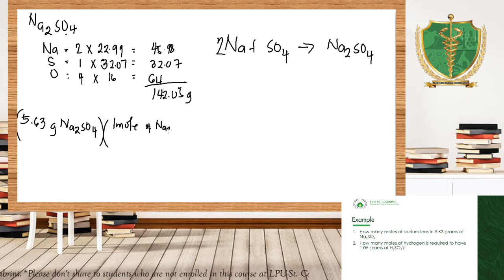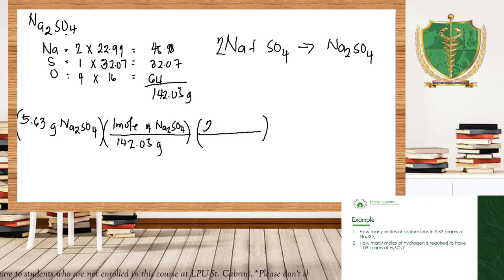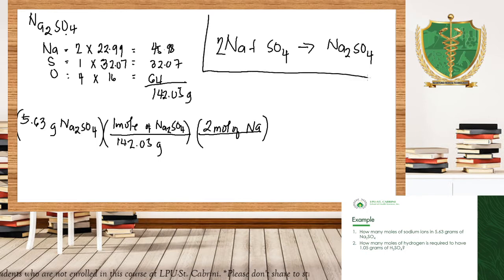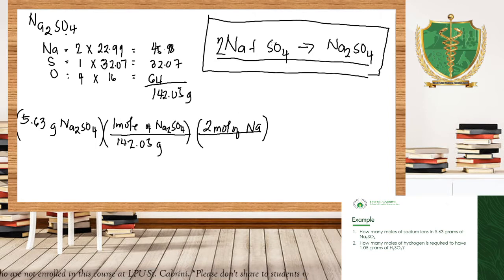of sodium sulfate divided by 142.05 grams. Okay, times how many moles of sodium do we have? 2 moles. 2 moles of sodium. Where did we get the 2 moles of sodium in our balance equation? Okay, so you are going to refer on your balance equation. How many moles of sodium sulfate so that we can cancel this one? 1 mole. 1 mole of sodium sulfate. Can we now cancel this one? Yes. Cancel this one, and of course, this one also.